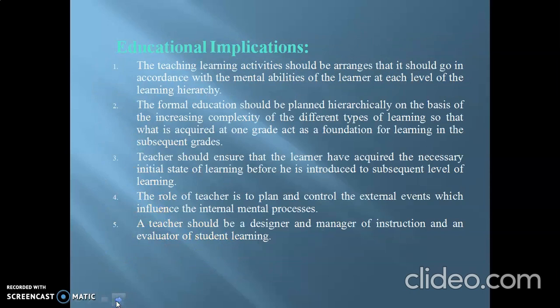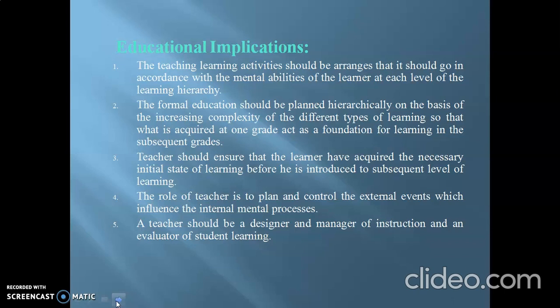Educational implication. The teaching learning activities should be arranged in accordance with the mental ability of the learner at each level of the learning. The formal education should be planned on the basis of the increasing complexity of the different types of learning so that what is acquired at one grade acts as a fundamental of learning in the subsequent grades.